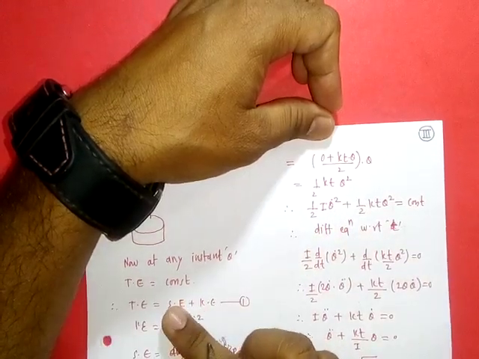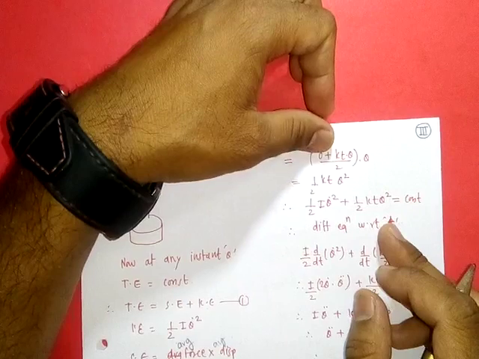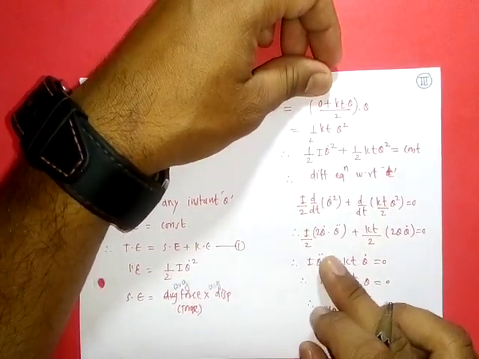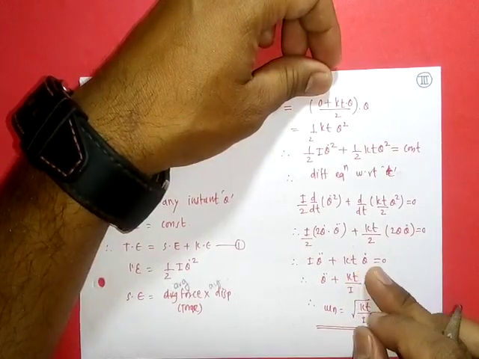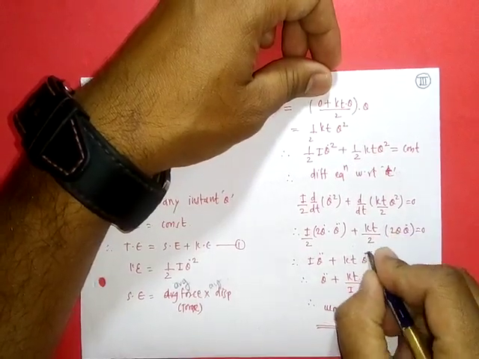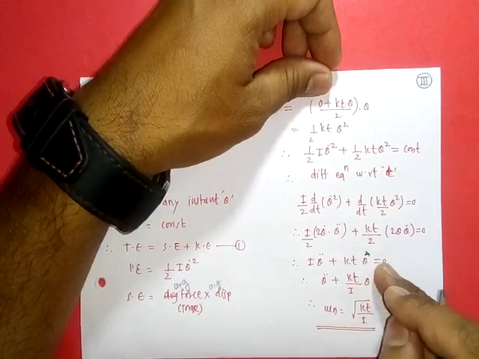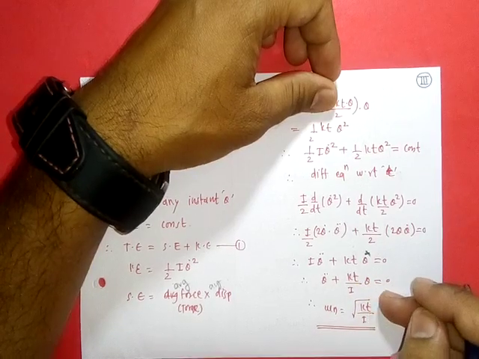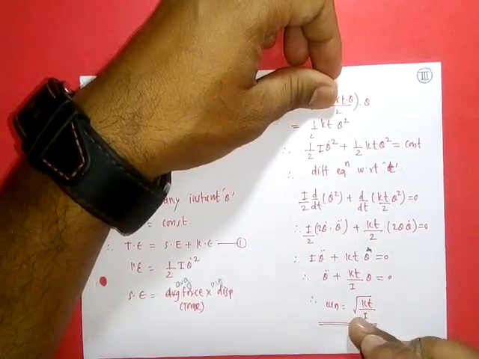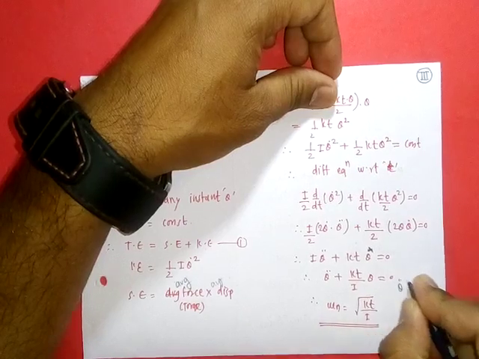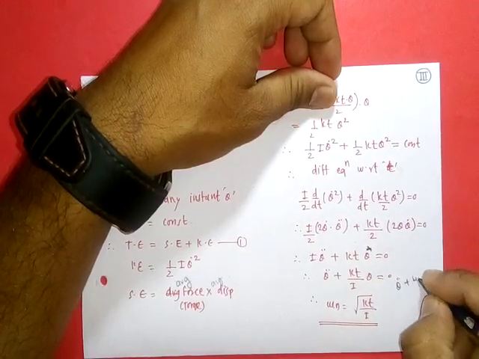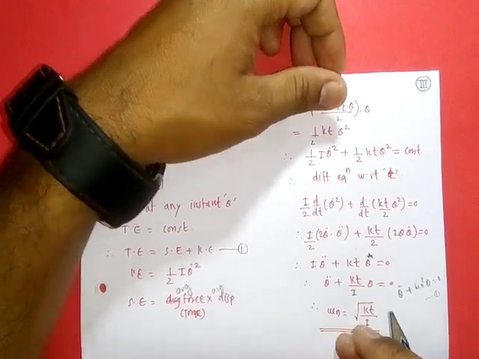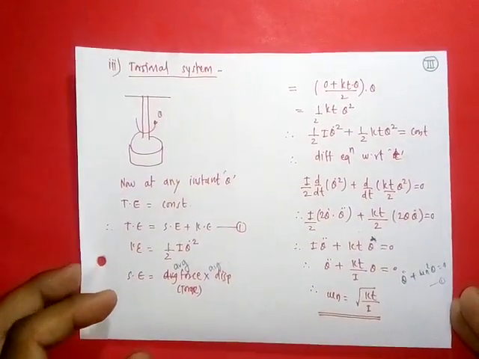Then putting this in the equation and differentiating with respect to t as previously, we get I theta double dot plus kt theta is equal to 0. Then theta double dot plus kt upon I theta is equal to 0. Comparing with the standard equation theta double dot plus omega n square theta equal to 0, we get omega n as under root kt upon I.